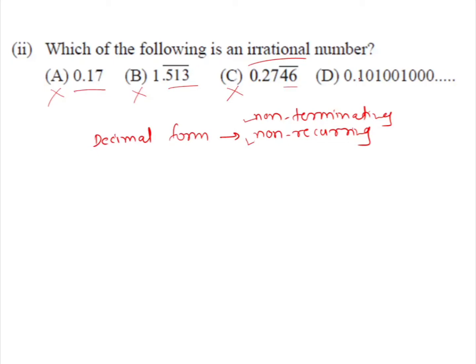Only for option D we have here a decimal form 0.10100, 1000, and so on. So here, as we can see, no number or group of numbers is repeating again and again, and this process of division does not terminate. That's why option D is the correct alternative, that is option D is an irrational number. Let's have the next question.